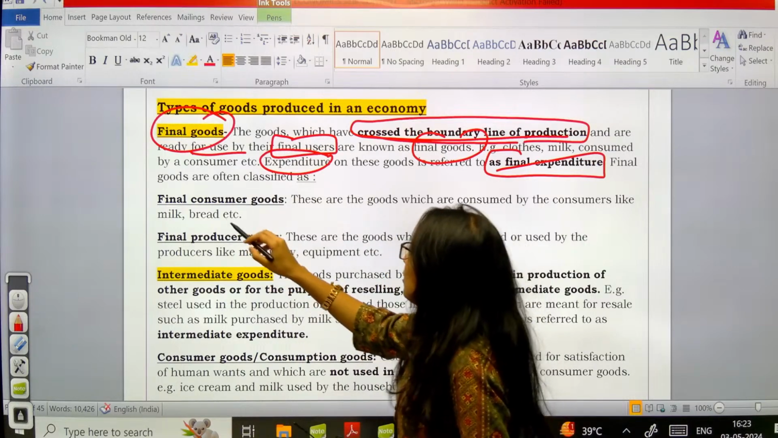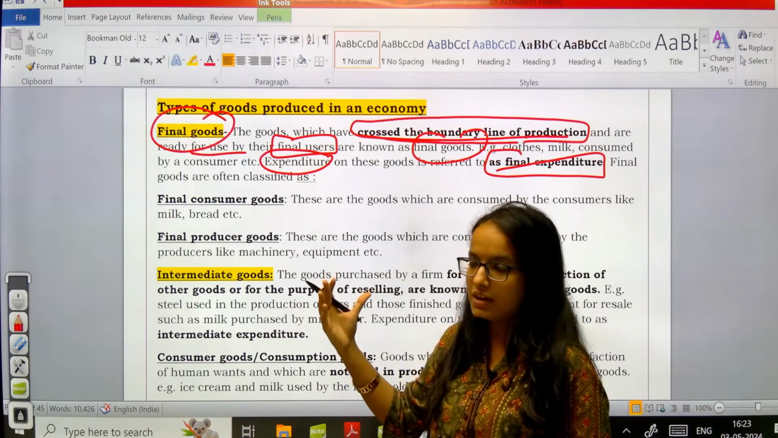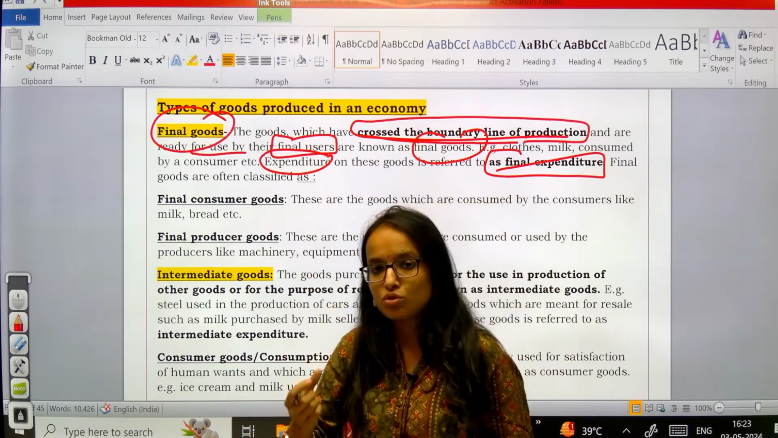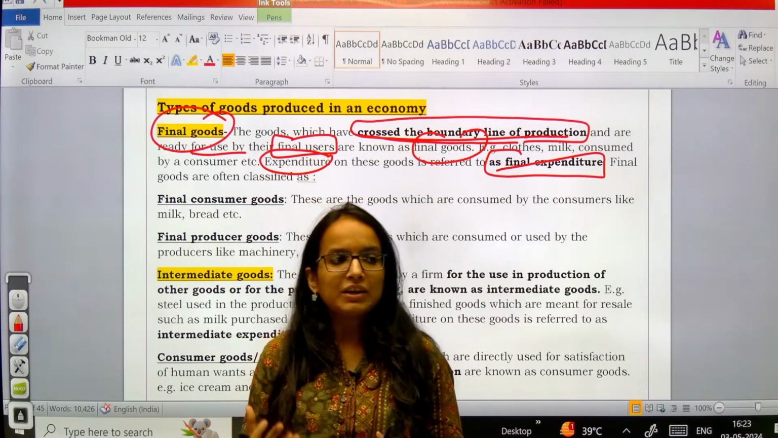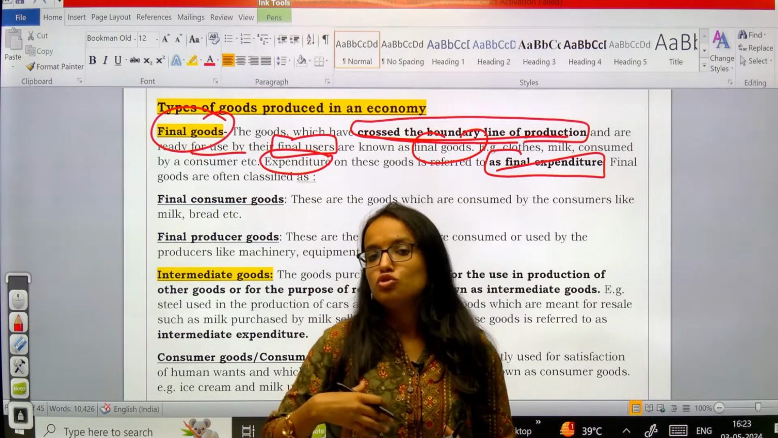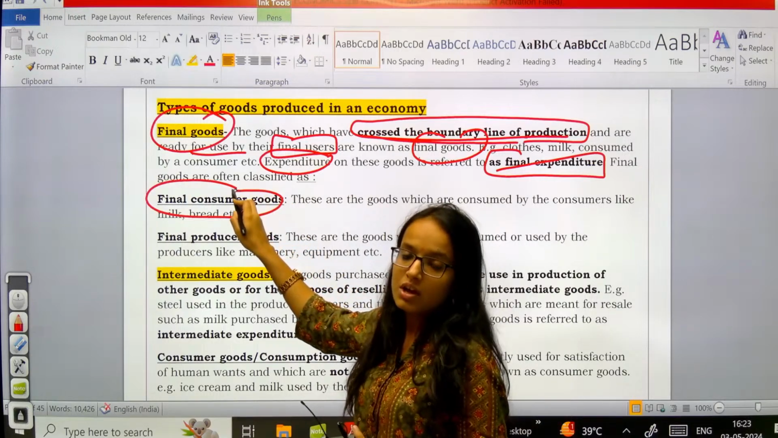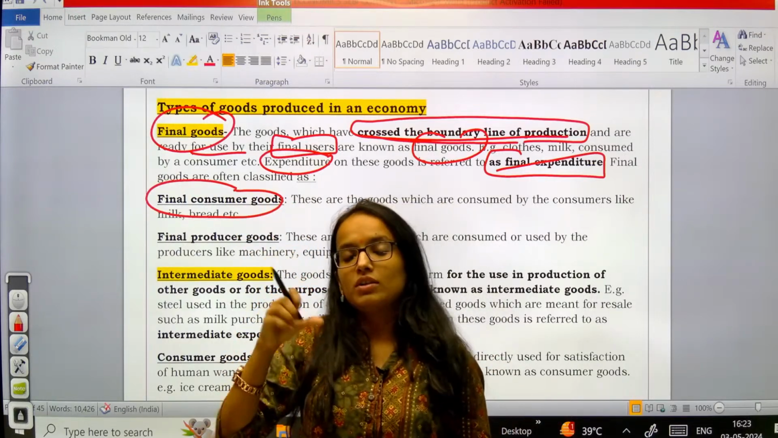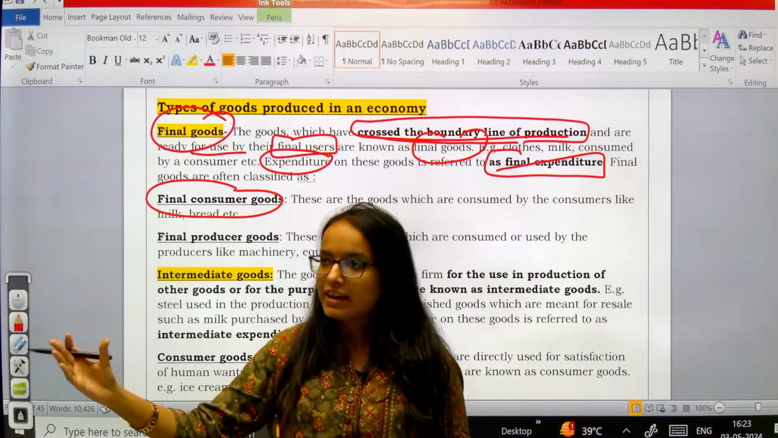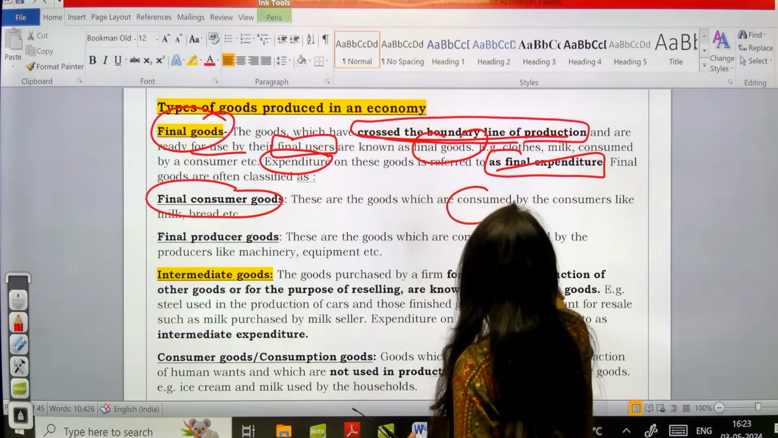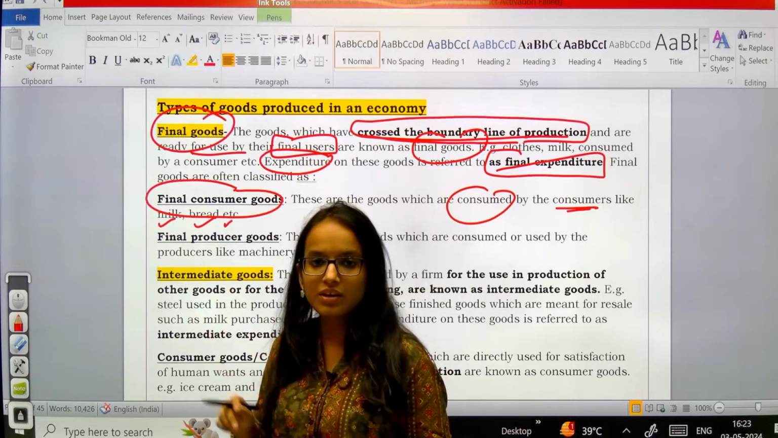Now final goods are also classified into two categories, because we do not purchase only to consume, we also purchase to invest, for our factories, for our jobs, for our industries, right? So final consumer goods are those final goods which are bought with the purpose of consumption only. They are not deployed in any kind of economic activity. These are the goods which are consumed by the consumers, like milk, bread, etc. Are you getting my point?